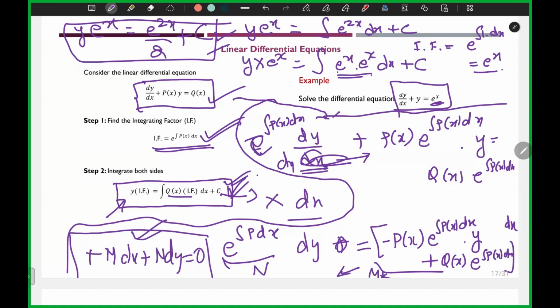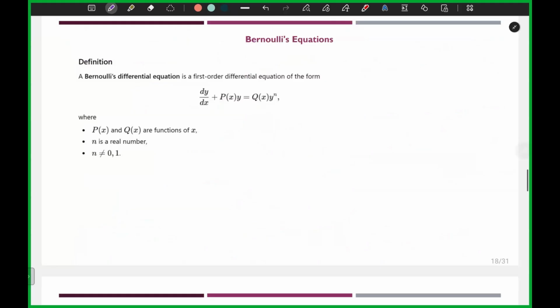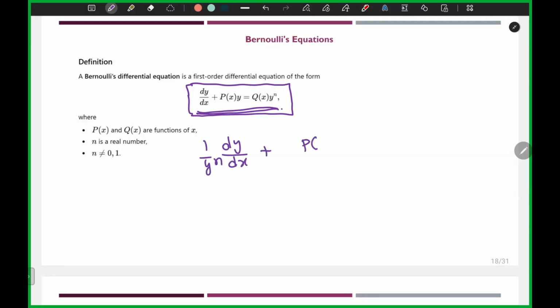Now the last part is the Bernoulli equation. You all are aware of this. So tell me what we have to substitute here, like for a Bernoulli equation of this type. What do we do here? Anyone can tell. So we will divide the equation by y to the power n.